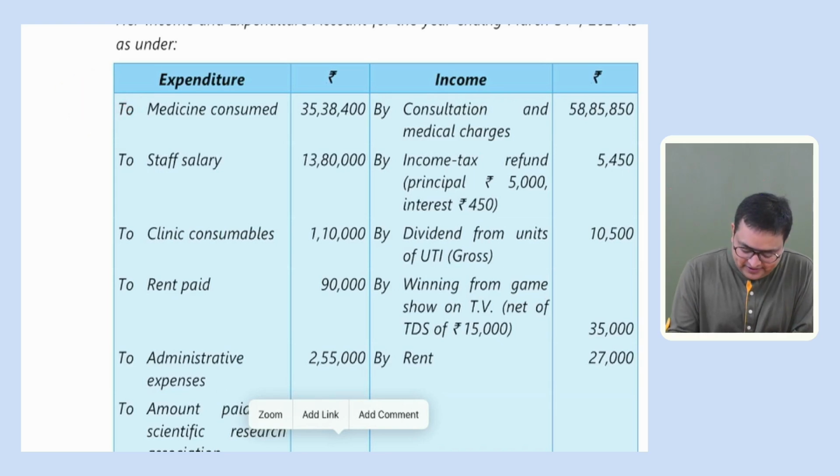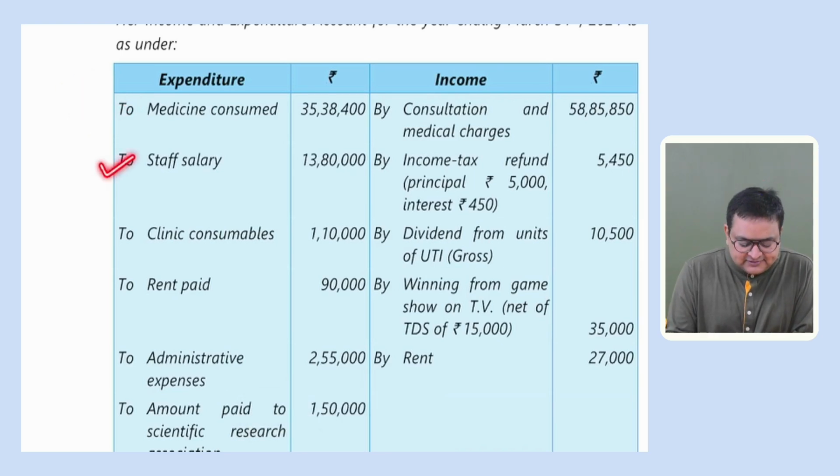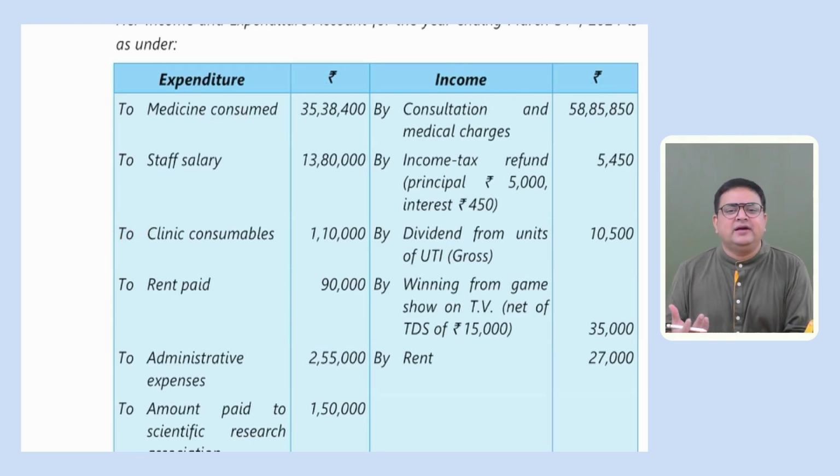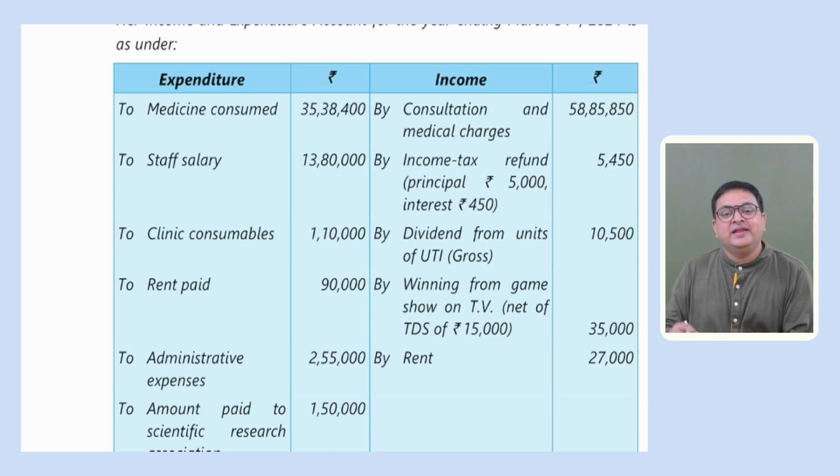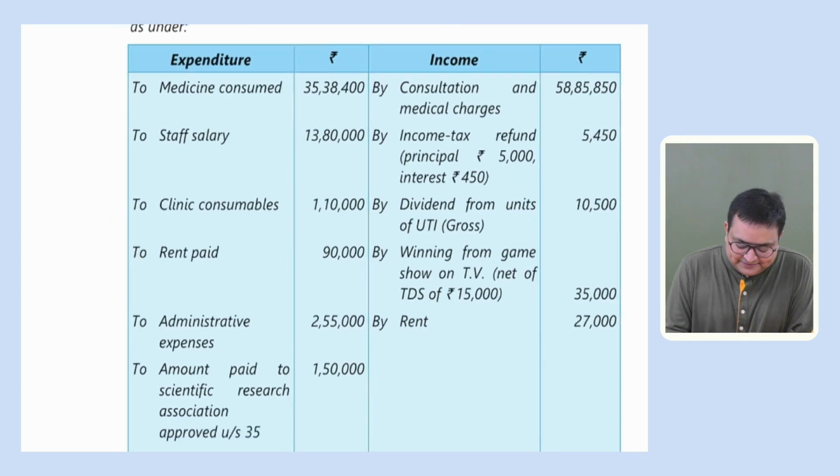Getting it? Right. Second is staff salary, again an allowable expense. Clinic consumables, almost the same as medicine consumed. What are clinic consumables? Although we don't have to go into detail, in a doctor's clinic, cotton, gloves, etc. are all consumables, right? So this is also an allowable expense. If something is mentioned in additional conditions, then we will see it specifically. Otherwise, prima facie, on the face of it, I'm finding that these are good to go expenses, no problem with them.